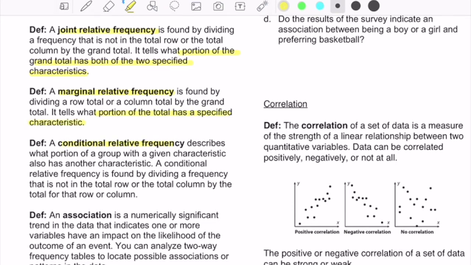Conditional relative frequency is found by dividing a frequency that's not in the total row or total column by the total for that row or column. And so it's important to note that in conditional relative frequency, your denominator changes. And then lastly, an association is a numerically significant trend in the data that indicates one or more variables have an impact on the likelihood of the outcome of an event. And so we'll look at an example of that today as well.